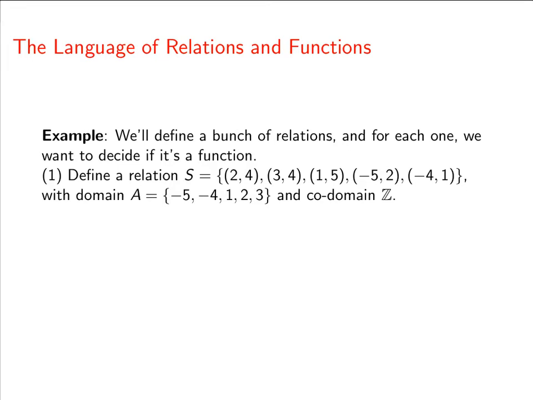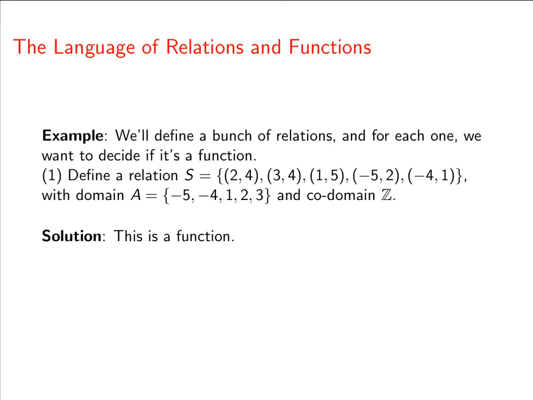And we're going to say that the domain of this relation is the set A, and the elements in this set are -5, -4, 1, 2, and 3. And we'll say that the codomain of this relation is the set of all integers. All right, so we're coming up with this relation. And now that we have defined this relation, let's try to determine if it's a function.